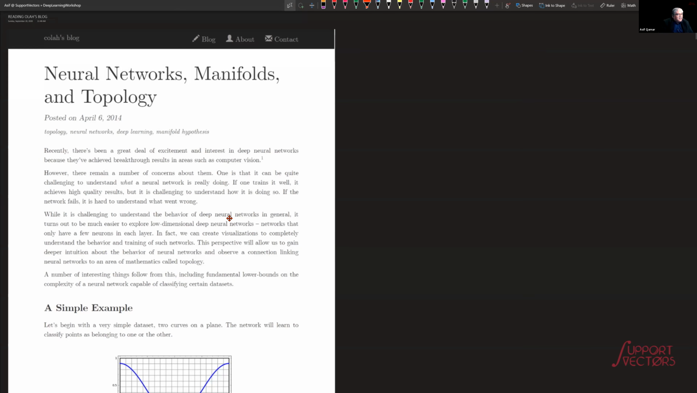We are discussing this very nice blog by Christopher Olah. It is about neural networks, manifolds, and topology. It sort of shows the link between these three things. Now, neural networks are something we have been introduced to in the first 2 weeks. You probably don't know what a manifold is and what topology is.